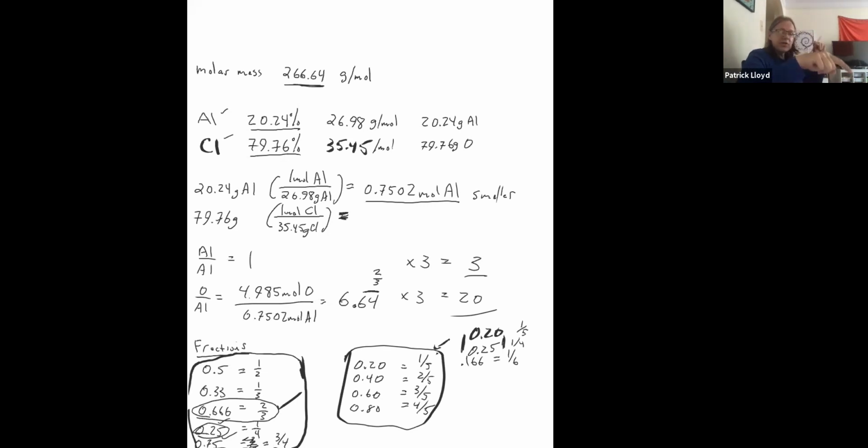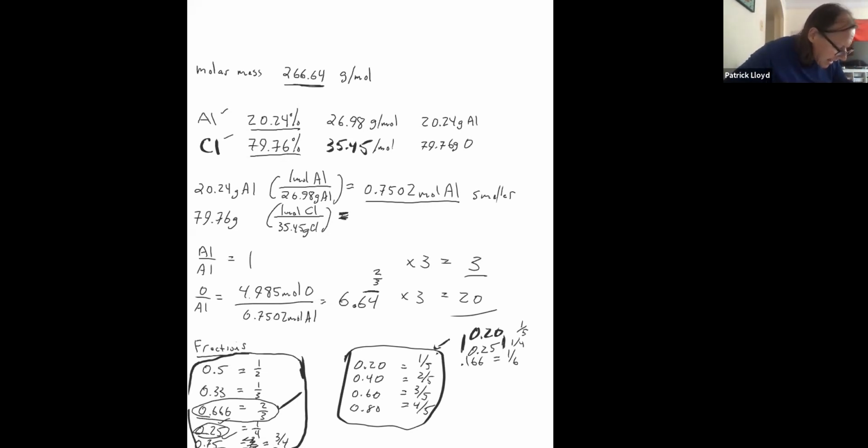Chlorine weighs more than oxygen. So what's going to happen is you're going to have fewer chlorines. You're not going to have 6.64 chlorines. You're going to have half as much. That's what it'll work out to be. So it's probably going to be 1 to 3 or something like that. So let's take a look.